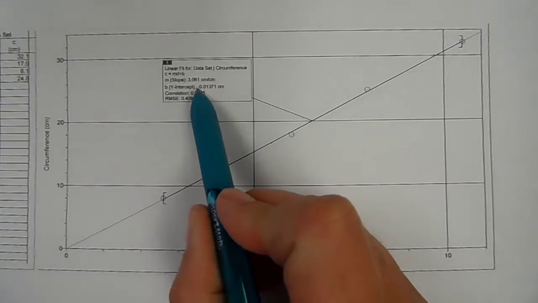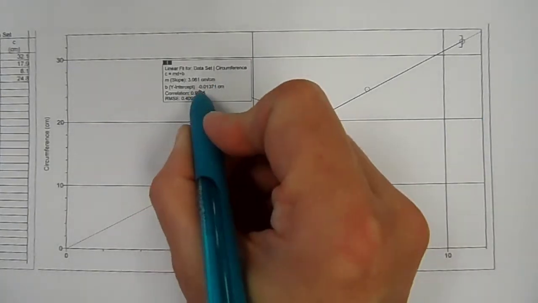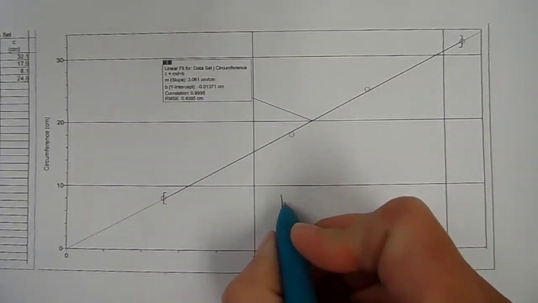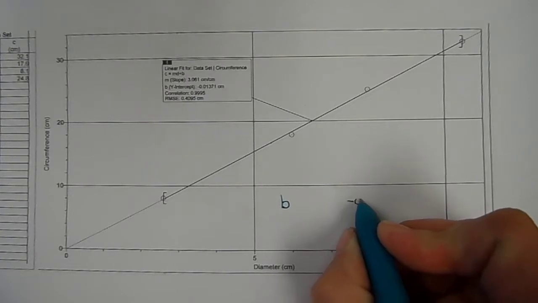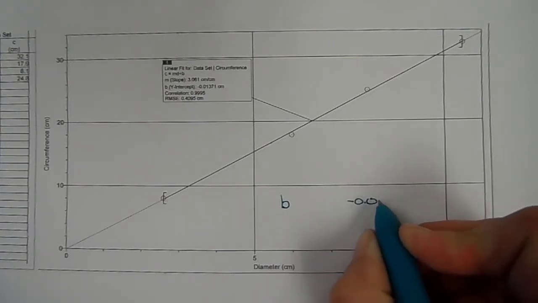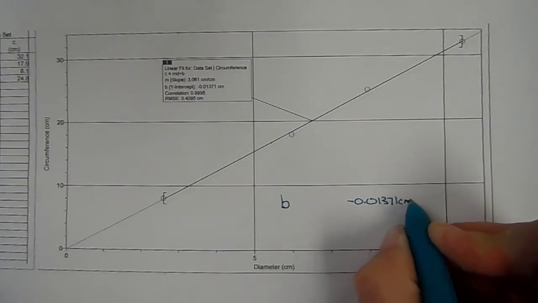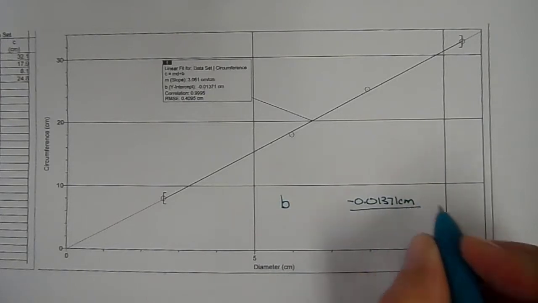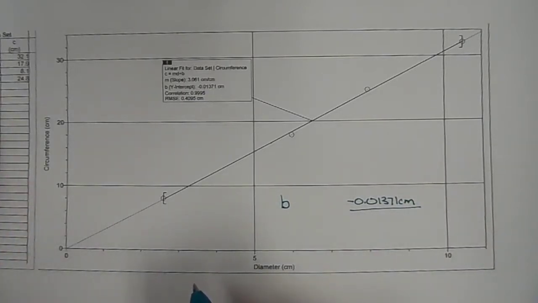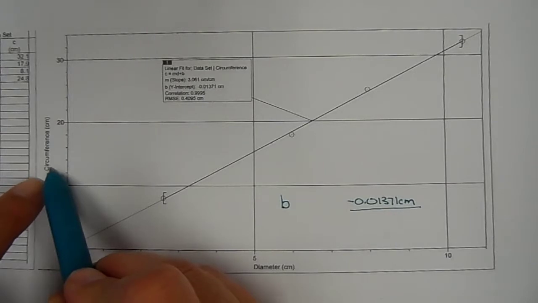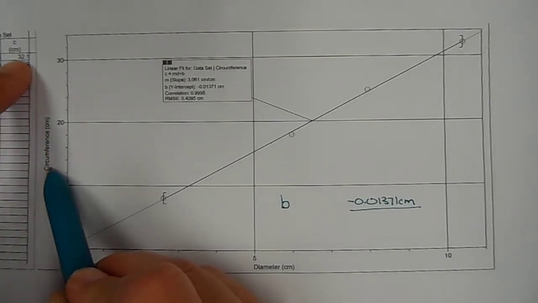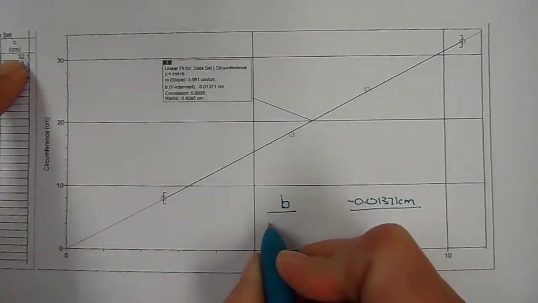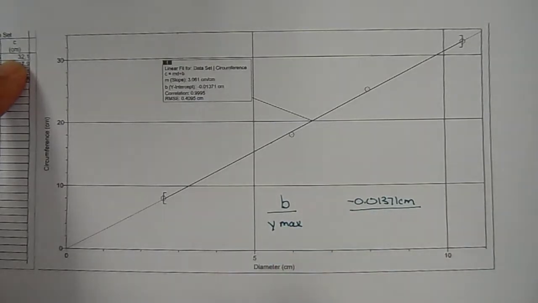So if you take the value that you have for your y-intercept, in this case, negative 0.01371, we're going to take the value of our y-intercept, 1371, and divide it by the highest y value that you measured. Now our y value was circumference, so if we come over here to our data table, the highest y value that I measured was 32.1 centimeters. So we're going to divide by the maximum y value that we have.